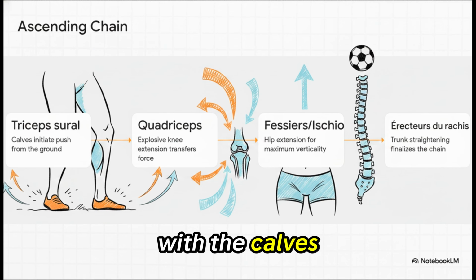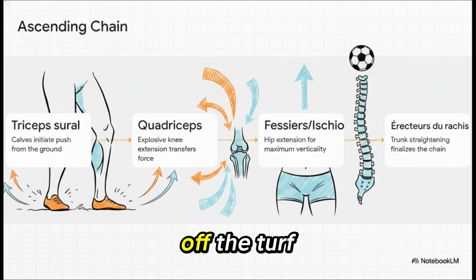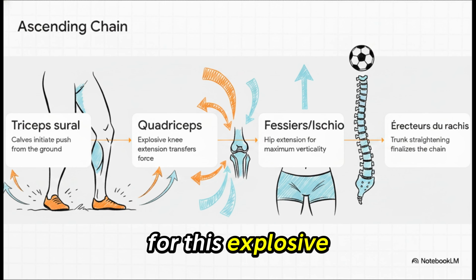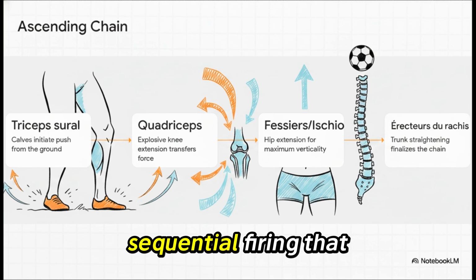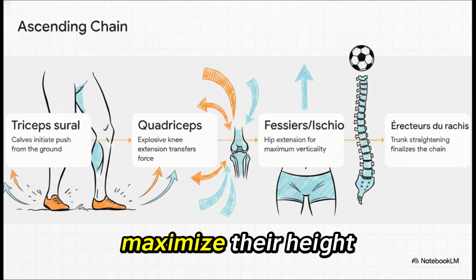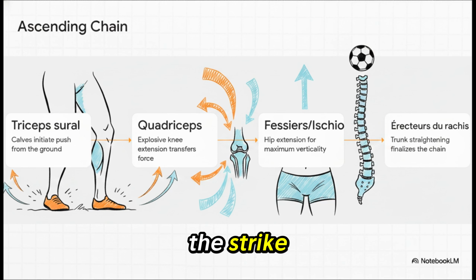It kicks off with the calves, the triceps sural, pushing hard off the turf. That energy immediately transfers up to the quadriceps for this explosive knee extension. Next, the glutes and hamstrings, the fessiers and ischio-jambiers, fire up to extend the hips for maximum verticality. And then finally, the trunk straightens out to finalize the chain. It's this rapid, sequential firing that lets a player maximize their height and prep their upper body for the strike.